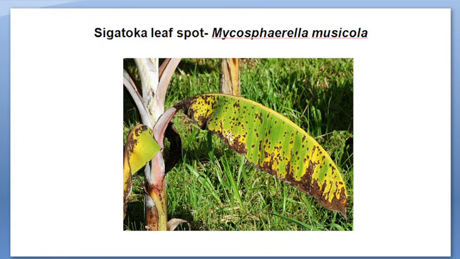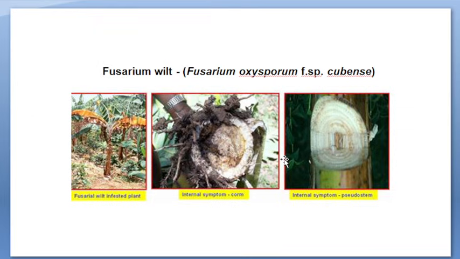Sigatoka: you can see in this leaf spot a white colored patch will be there. Mycosphaerella musicola; we can go for spraying mancozeb. Fusarium wilt is a quick wilt; in severe infestation all the affected plants will die. So for this we have to treat the suckers properly, and we can use disease free planting material.